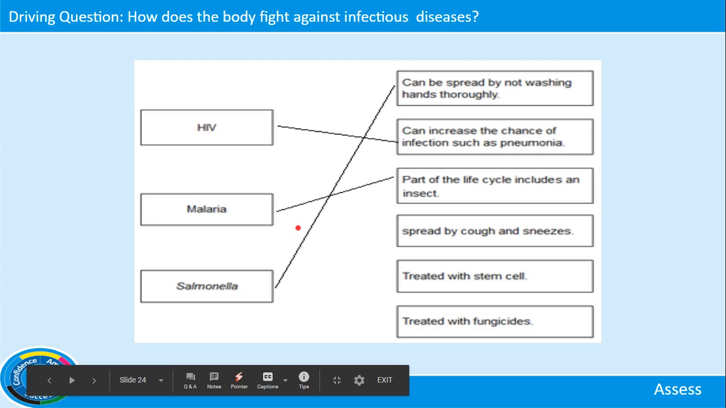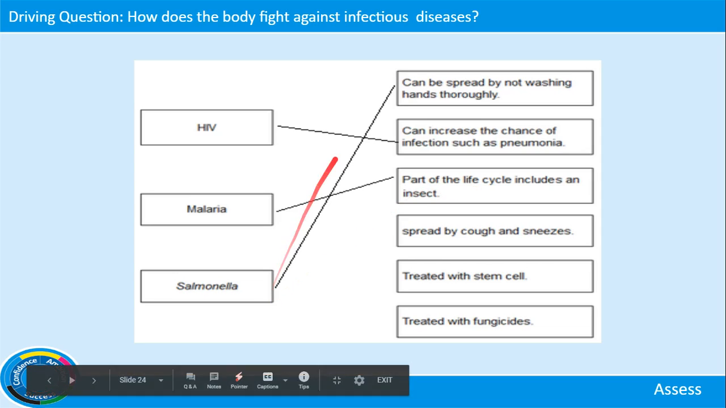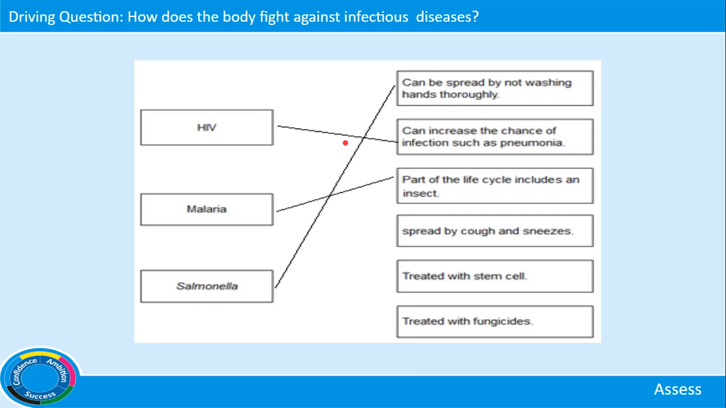Right? So you should have had HIV can increase the chance of other infections like pneumonia, because HIV can enter the lymph nodes and also affect the immune cells, the killer T cells. Malaria is part of the life cycle that includes an insect, as we discussed. Salmonella can be spread by not washing your hands thoroughly.